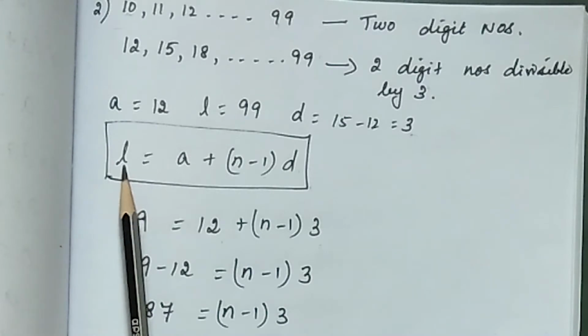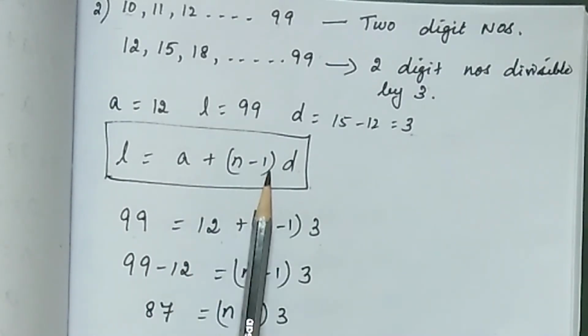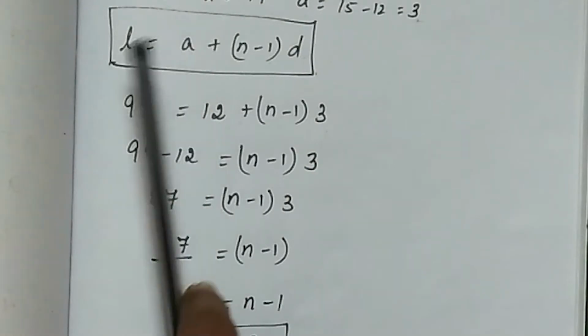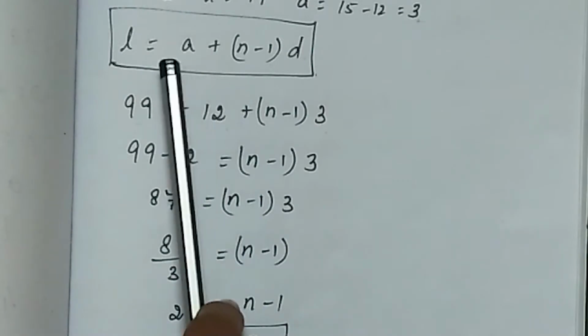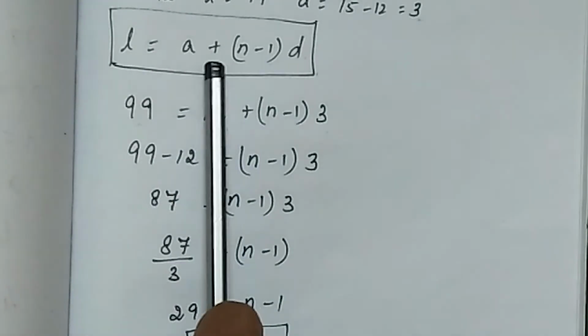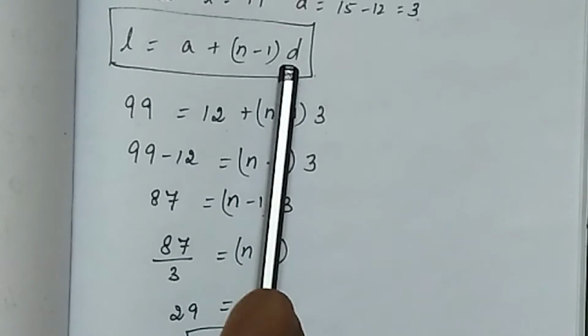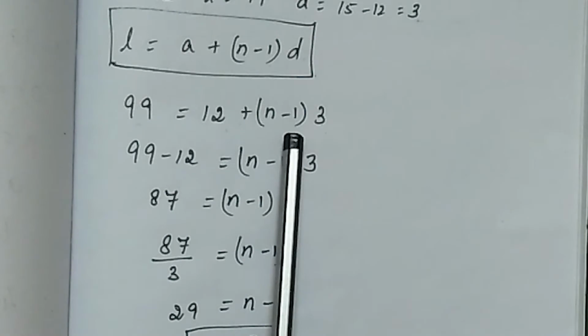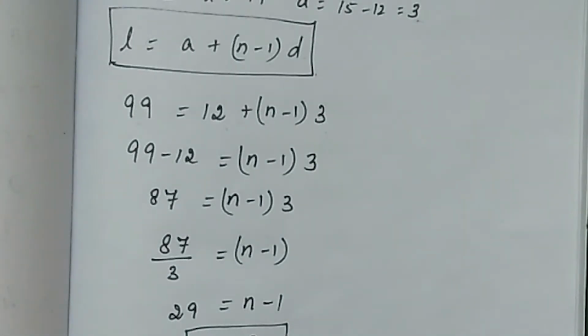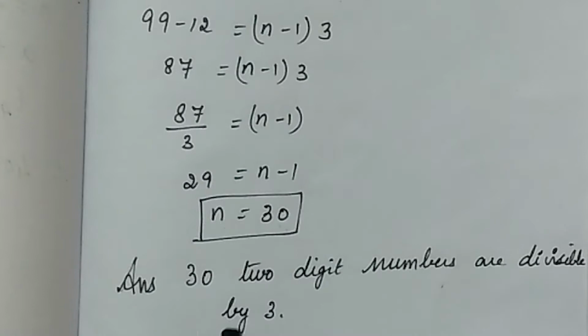Now take the formula l is equal to a plus n minus 1 into d. In the place of l, write 99, a is 12 and d is 3. So 99 is equal to 12 plus n minus 1 into 3. Calculate, you will get n is equal to 30. So the answer you will write: 30 two-digit numbers are divisible by 3.